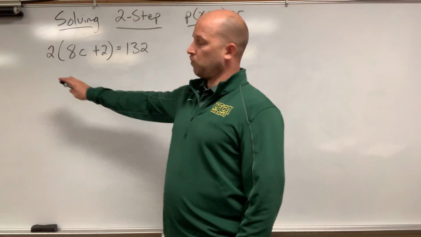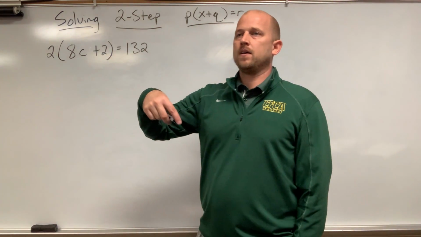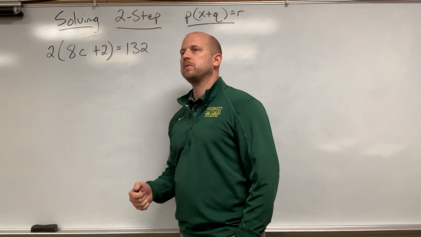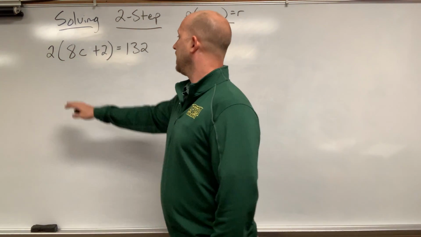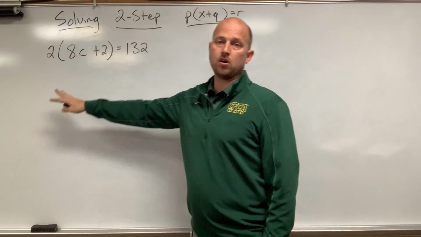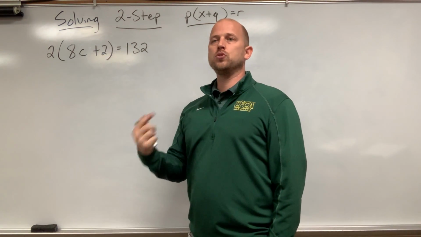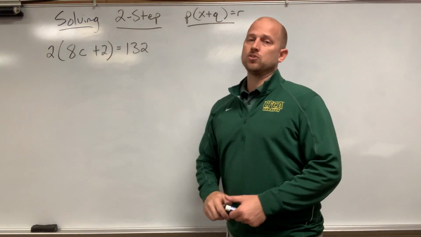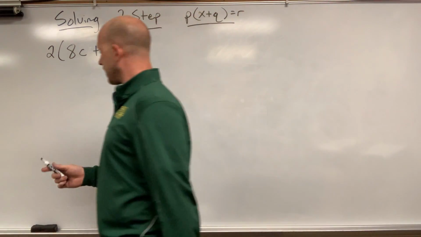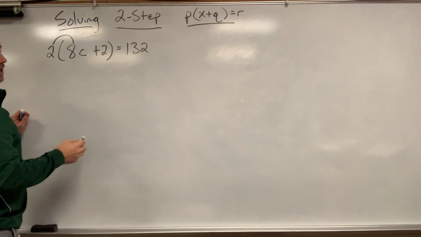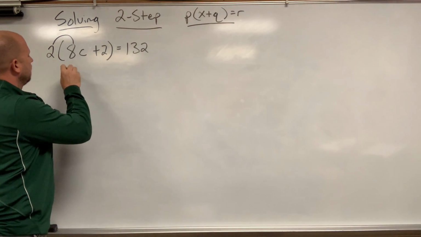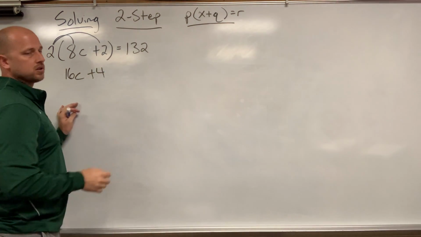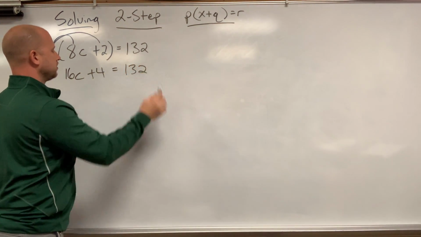All right, one other thing I just thought of. I want us to get used to distributing. There is another way. If someone might be trying to help you at home or whatever the case is, they might say, can you just divide by 2 first and then solve? You can, but I need us using the distributive property and getting familiar with that and being able to see that. So I need everybody distributing first, okay? So let's distribute the 2. 2 times 8c gives us 16c. 2 times 2 is a positive 4, so plus 4 equals 132.